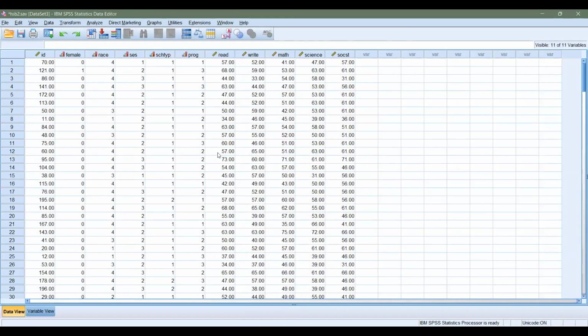Now for applying regression, what you have to do? You have to do linear regression. We are talking about linear regression. So in linear regression, what you have to do? One thing, what is your predicted variable?